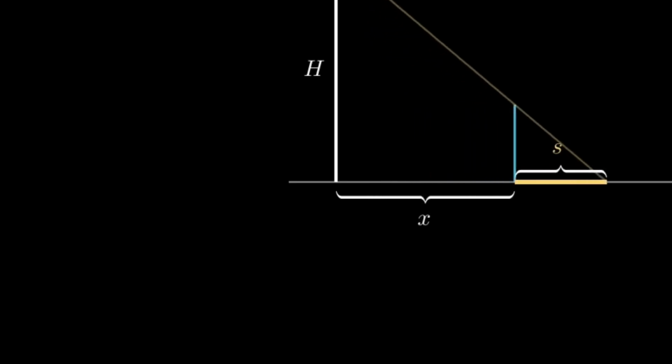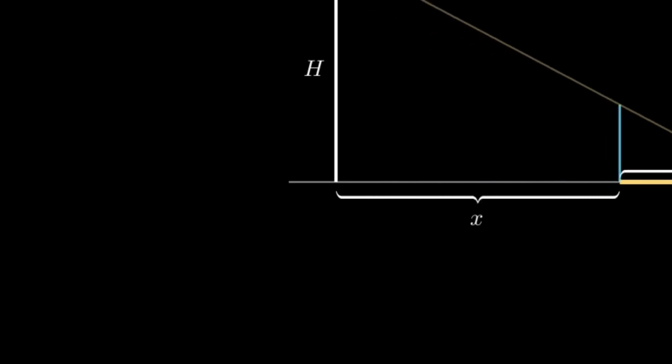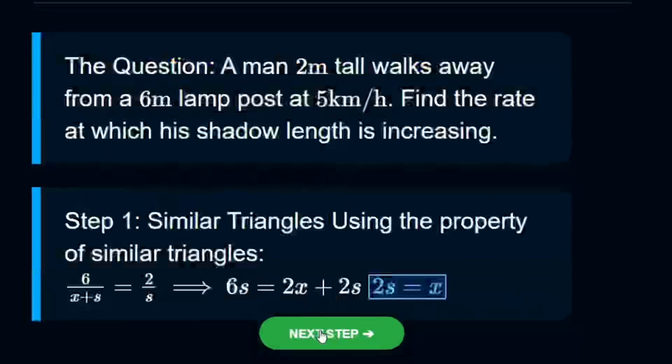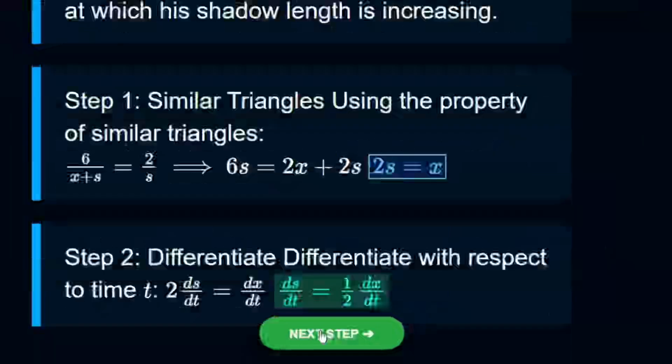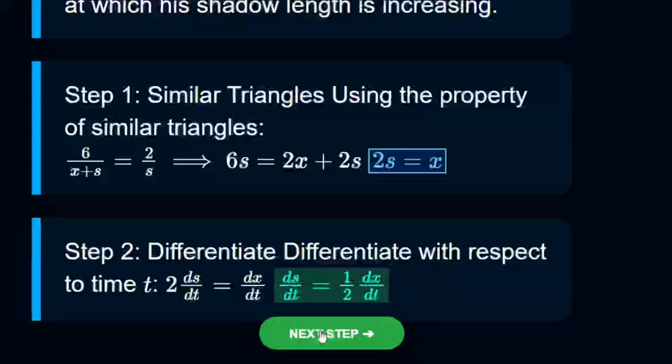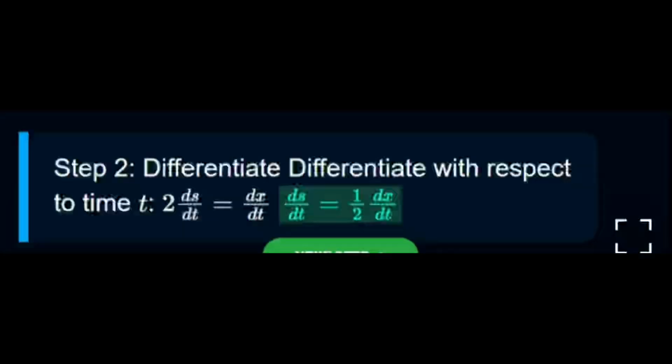The side ratio of the bigger triangle is 6 by x plus s, and the side ratio of the small triangle is 2 by s. After cross multiplication we get 6s = 2x + 2s. After transposing and cancelling we get 4s = 2x, that is 2s = x. After differentiation we get 2 ds/dt = dx/dt. So ds/dt = 1/2 dx/dt.